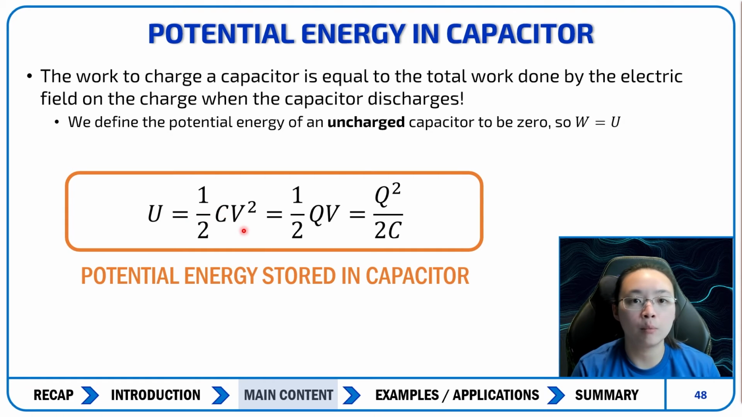Now, because W is equal to U, we can just say the potential energy stored in a capacitor is 1/2 CV squared. We know that capacitance is equal to Q over V, so there are various ways of representing this. You can replace the C with Q over V, and you end up with 1/2 QV. You can also replace the V with Q over C, in which case you get this. So since V is equal to Q over C, you end up being able to replace it in various different ways. So these three equations, you can just use whichever one is more convenient based on the question and the information provided to you.